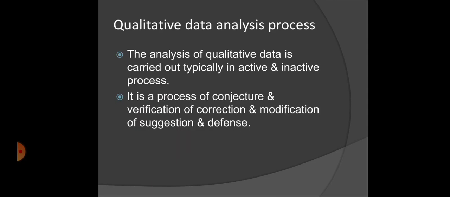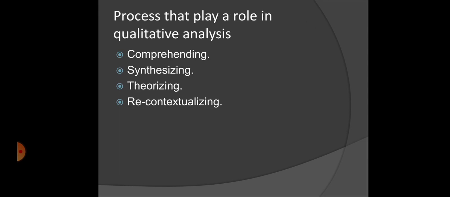Qualitative data analysis process. The analysis of qualitative data is carried out typically in an active and interactive process. It is a process of conjecture and verification, of correction and modification, of suggestion and defense. Processes that play a role in qualitative analysis are comprehending, synthesizing, theorizing, and recontextualizing.